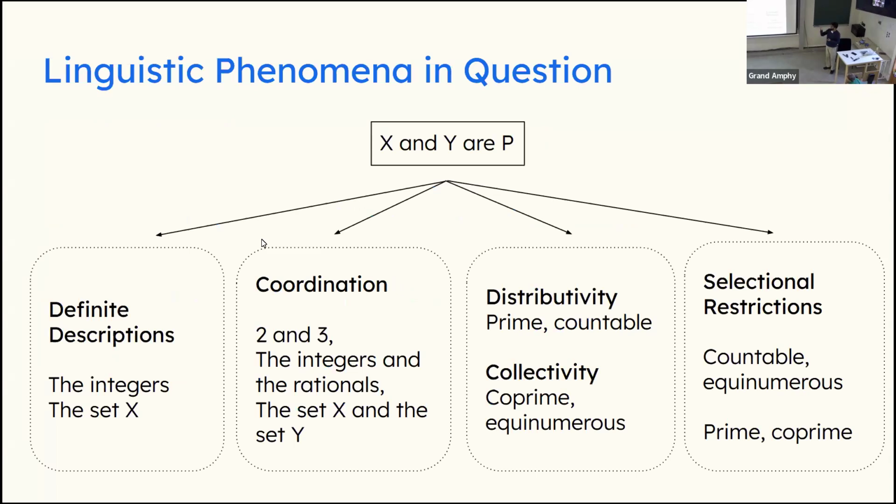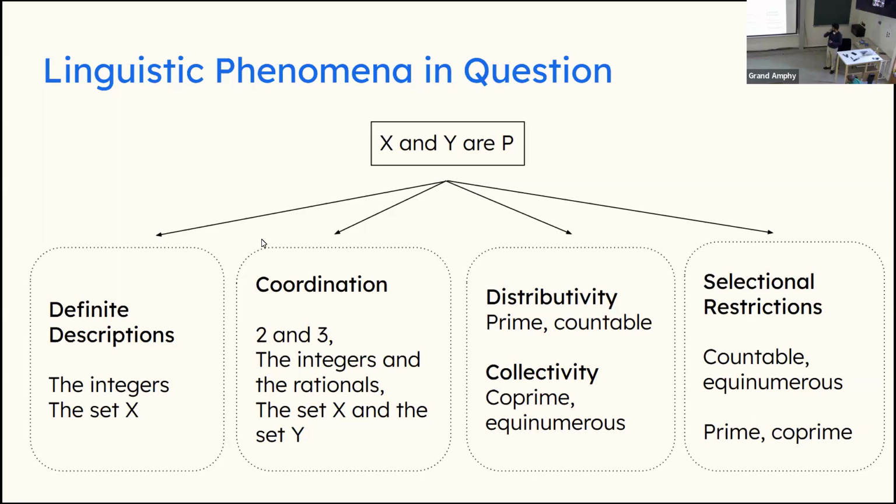All the sentences that we saw in the first slide were of the form "x and y are p," where x and y were noun phrases and p was a natural language predicate. And all the sentences that we'll see in this talk will be of the form "x and y are p" or "x is p." And we'll see a lot of phenomena in play. So we'll see definite descriptions, which are noun phrases with the definite article "the." We'll see coordination of noun phrases like "2 and 3," "the integers and rationals," "x and y."